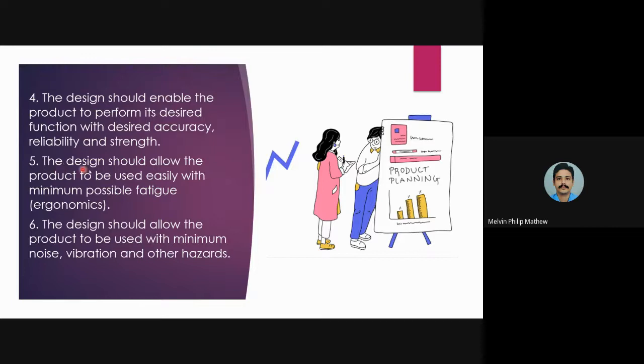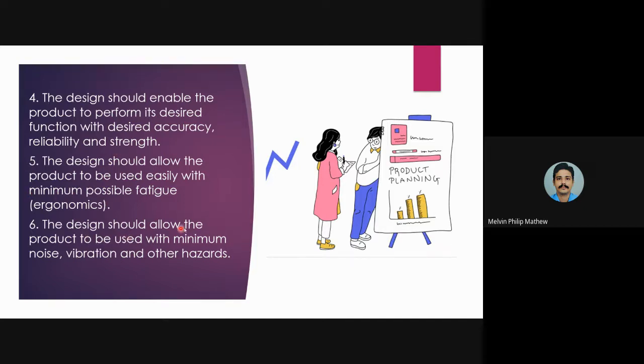Then the next point is that the design should allow the product to be used easily with minimum possible fatigue. So what is fatigue? Fatigue means under loading, after a particular load, it fails. If it fails even under a small load, then the product is said to be not up to the quality, it will not be desirable for the people, and hence the product will be disposed. So the design should allow the product to have minimum possible fatigue. Every object fails if you give it a fatigue load, but still it is designed in a manner so as not to break under smaller loads. That is one of the objectives of the design.